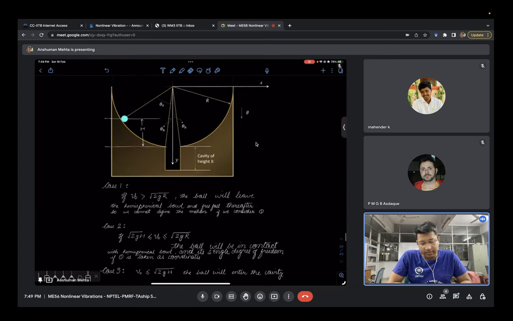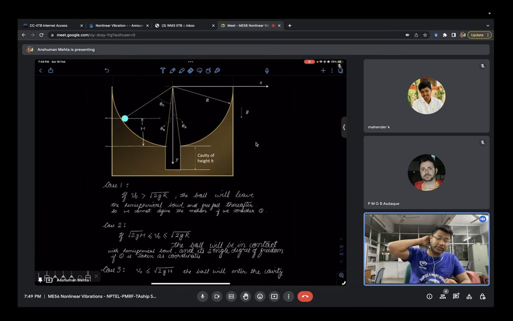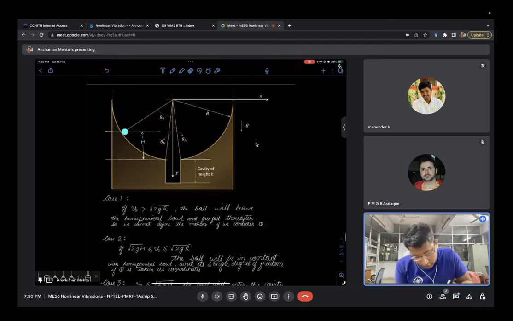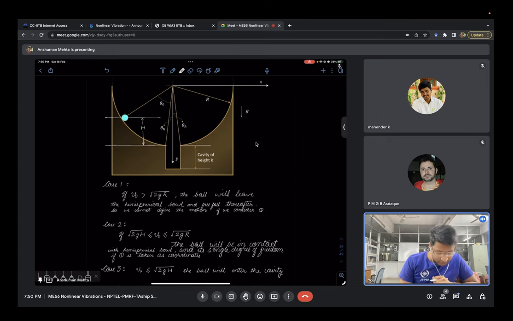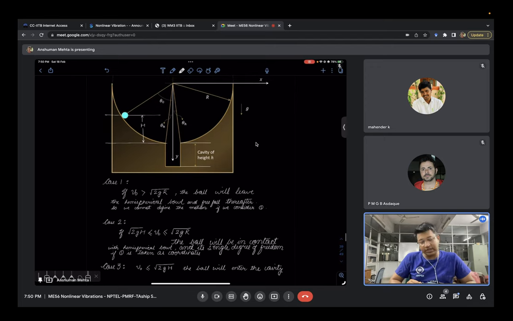So the basic cases can be made: if V naught is greater than root 2 g r, r being the radius of this whole semicircular bowl, the ball will leave the hemispherical bowl and free fall thereafter. Okay, so we are talking about the case where the ball is given a very high velocity. Now if it is between this height and 2gr, what will happen? The ball will be in contact with the hemispherical bowl and has a single degree of freedom if theta is taken as the coordinate. And third case, if it is less than root 2gh, then it will fall into the cavity. So there are three cases.